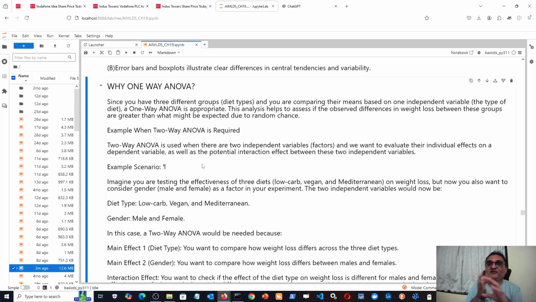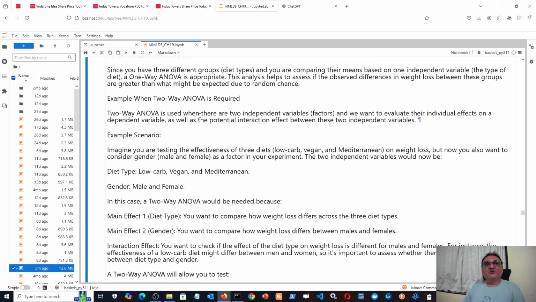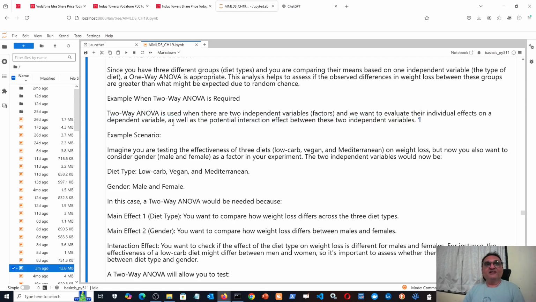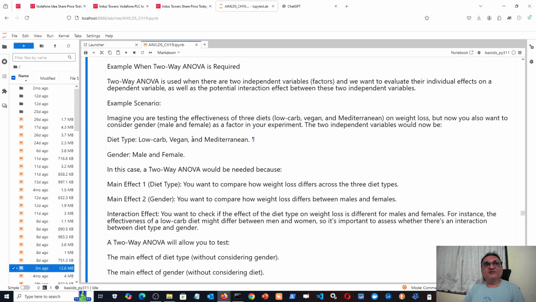Not only that, but whenever two features are there, diet type and gender, then those two features also interact with each other. Now if you want to study that interaction effect, then also you will have to use two-way ANOVA. So two-way ANOVA is used when there are two independent variables whose individual effects we want to evaluate on the dependent variable, as well as their potential interaction effect. So here what are my independent variables? The diet type and the gender. And what is my dependent variable? That is the weight loss. How much weight loss will occur?